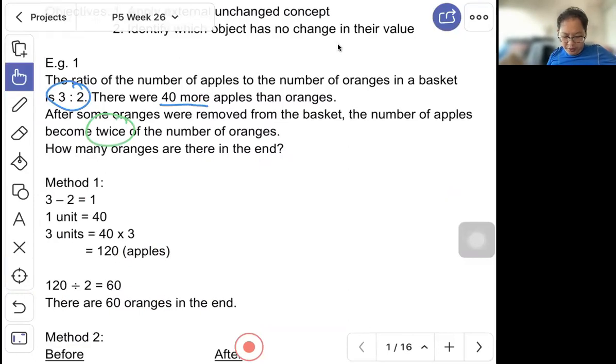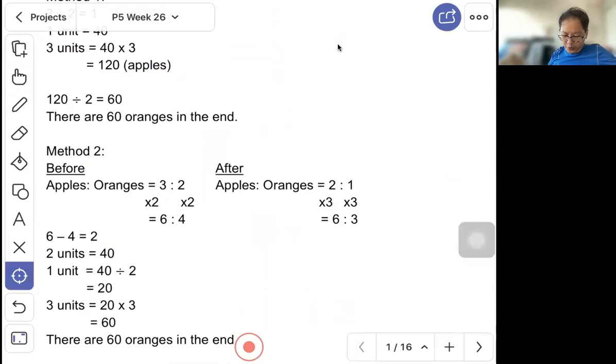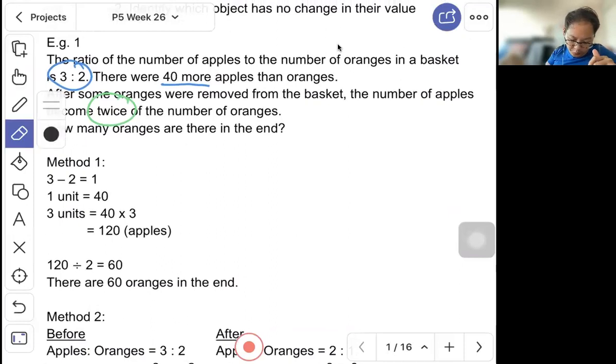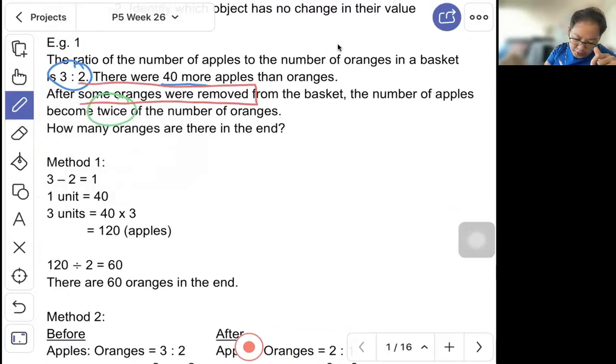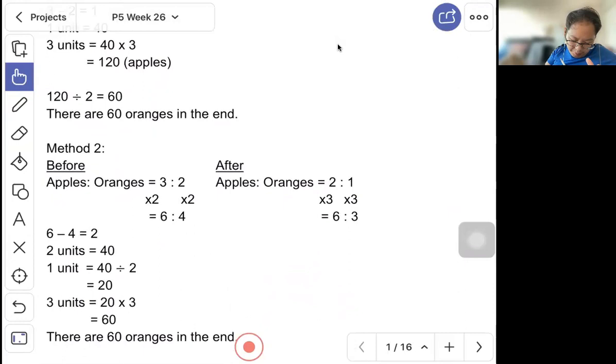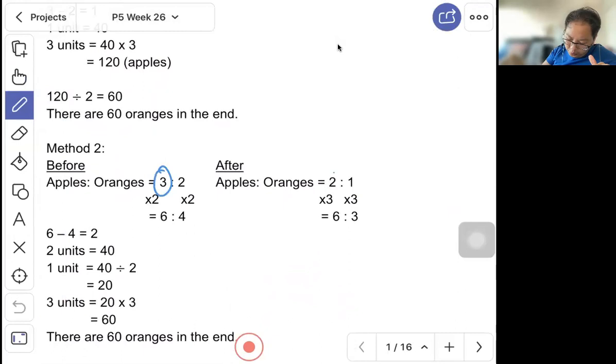The second method is to find out the ratio. Before, apple to orange is 3 to 2. After that, apple to orange is 2 to 1. The question says only oranges were removed, so that means the apples should be the same. But here, the apples are different. So to make it the same, you times 2 and you times 3, and that's how we get 6 and 6.